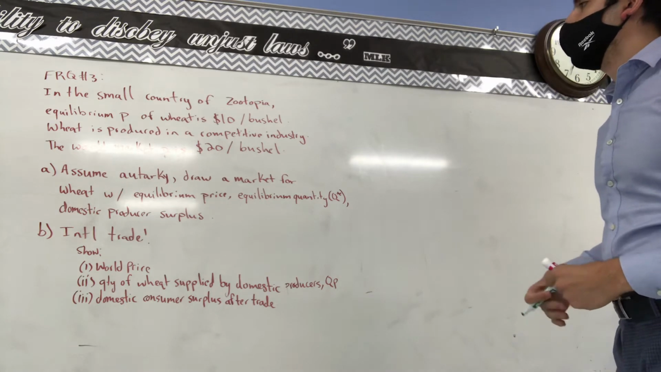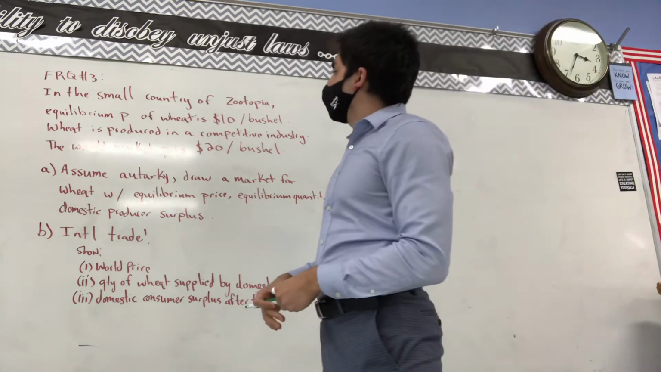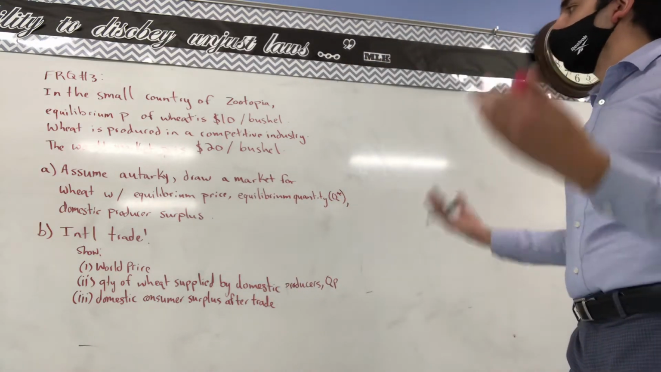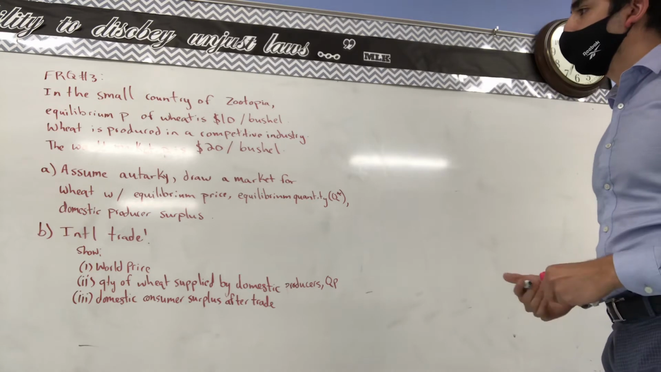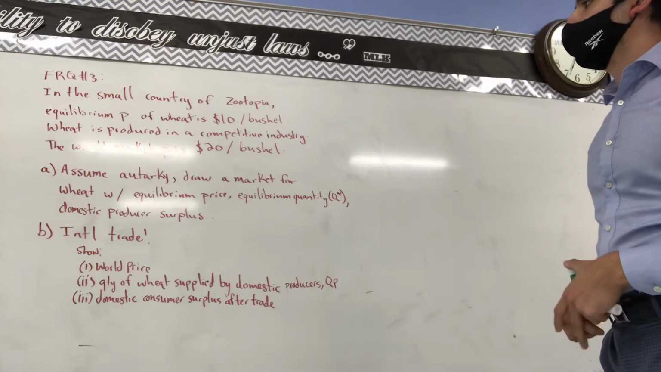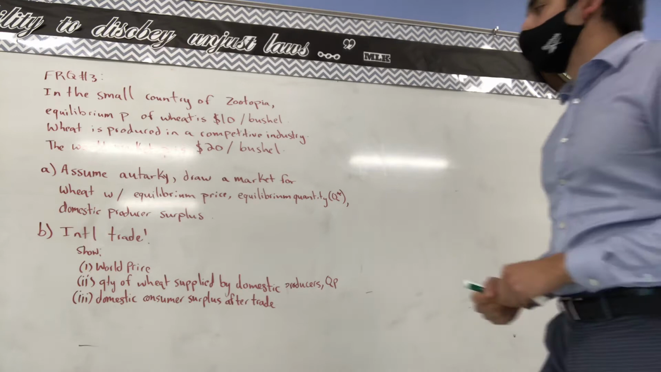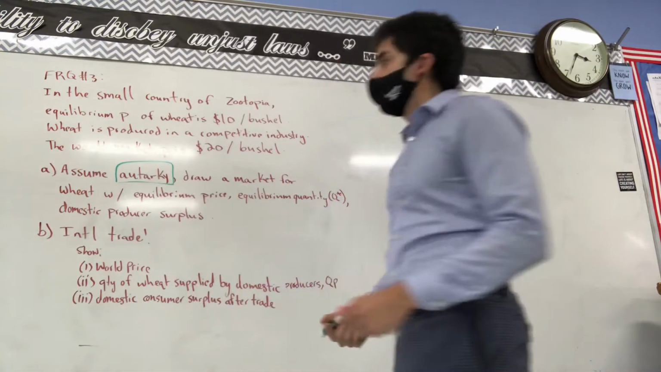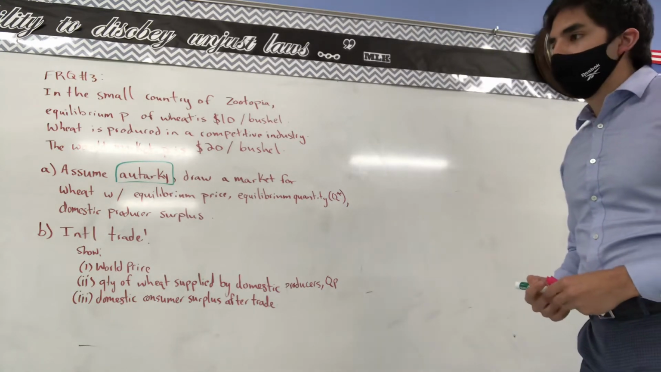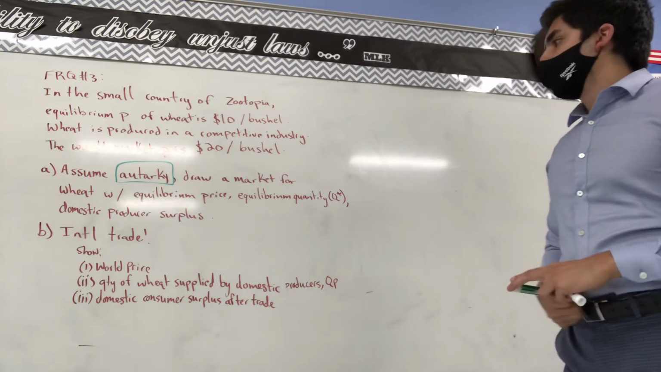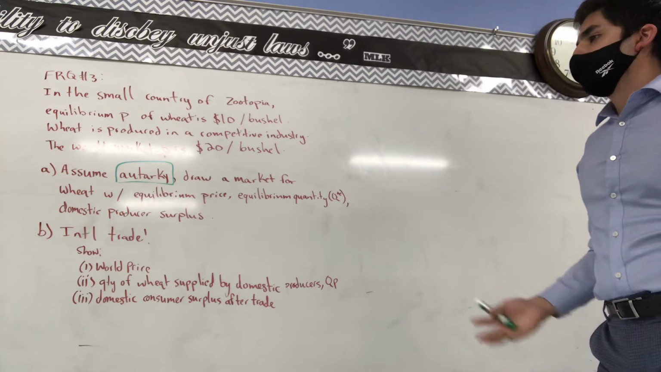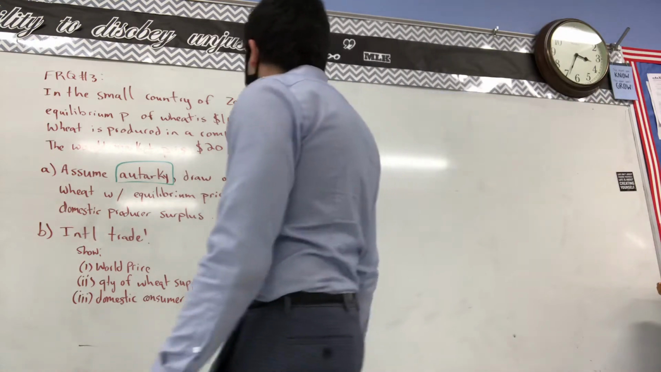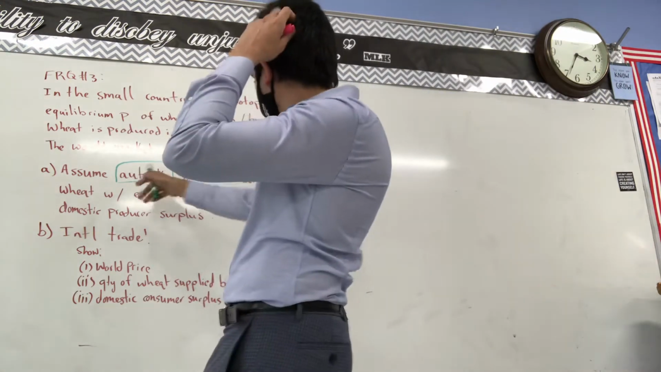So in the small country of Zootopia, the equilibrium P of wheat is $10 per bushel. Wheat is produced in a competitive industry, so that's important, a perfectly competitive industry. And the world market P is $20 per bushel. Then assume autarky. It just tells you to assume that they don't engage in international trade. But I wanted to reintroduce this vocabulary term of autarky because you might encounter it in your microeconomics exam. It just means a country that doesn't engage in trade with other countries.